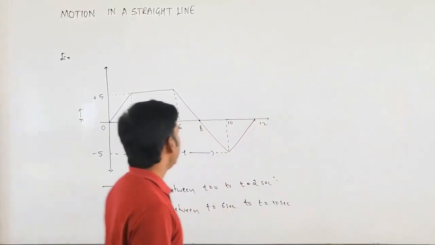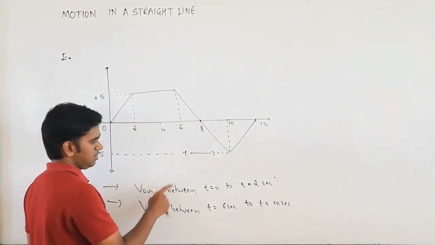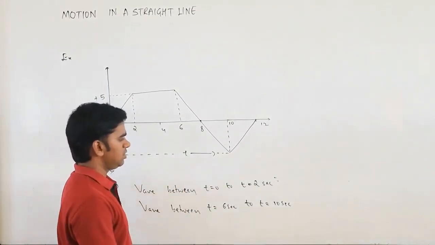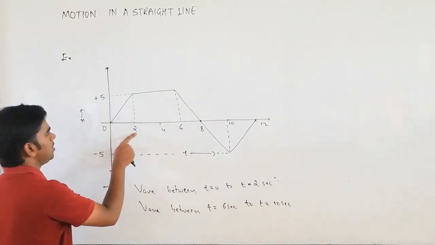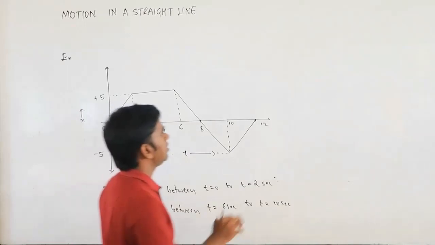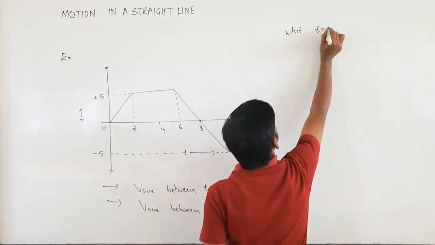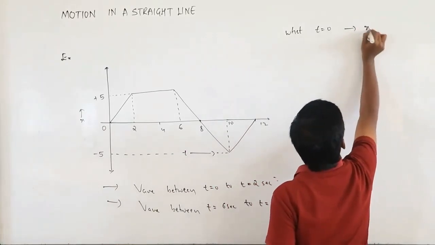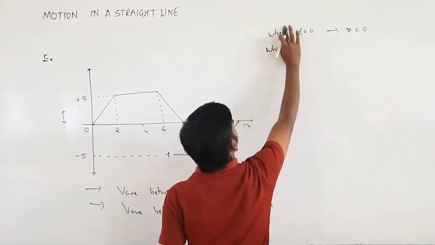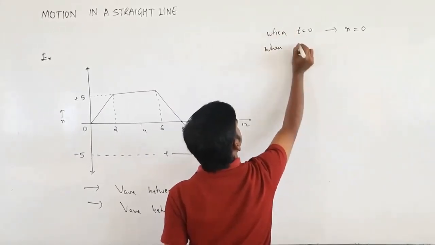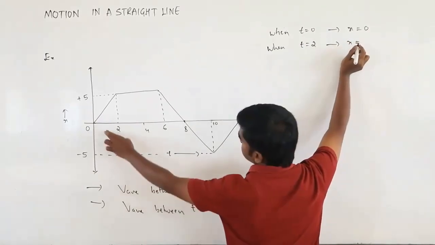Okay. So now I will calculate the average velocity between time equals 0 to time equals 2 seconds. So time is 0 here, 2 here. Okay. When t is 0, position x is equal to 0. When t is 2 seconds, x is plus 5.